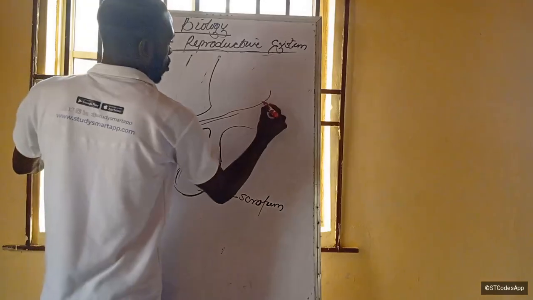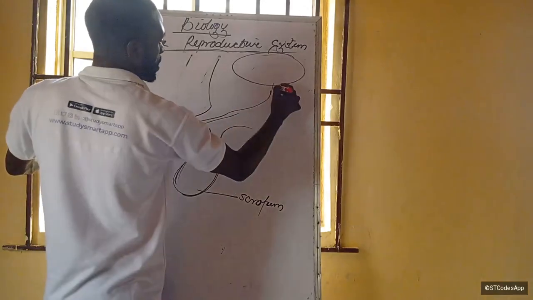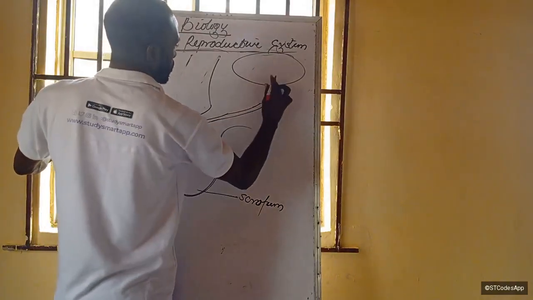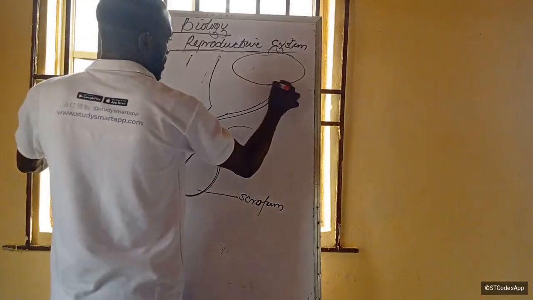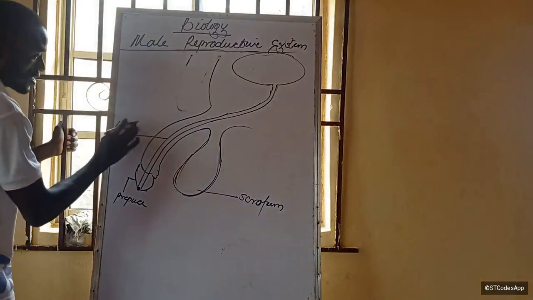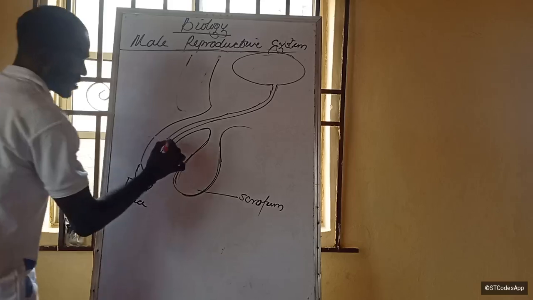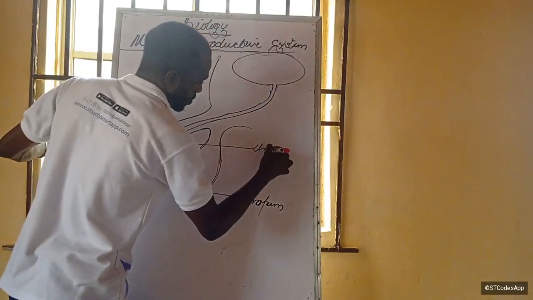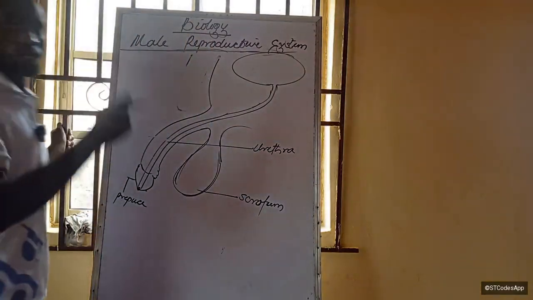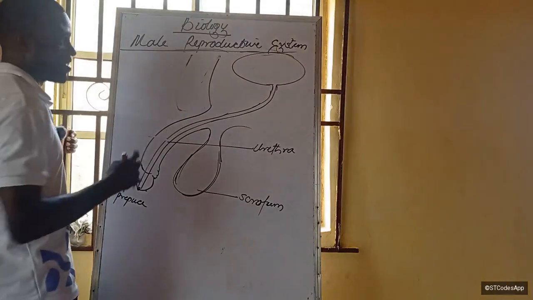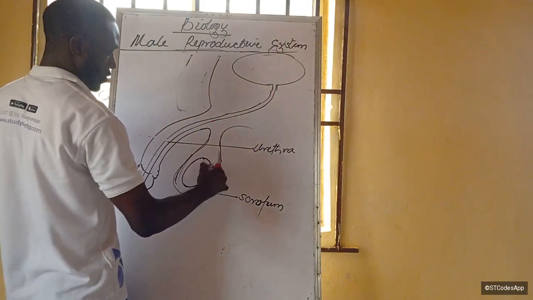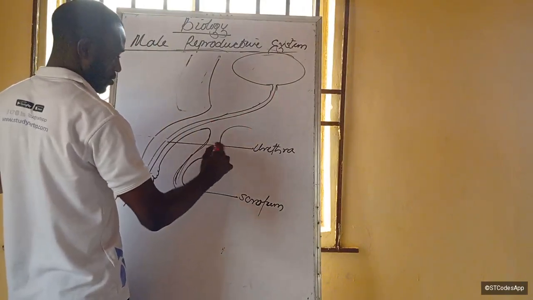Now this one is going to come directly from the urinary bladder, which is here. So the urinary bladder leads directly into this place. So you can already tell that this is going to be the urethra, isn't it? This is the urethra. Then there is the testis here.